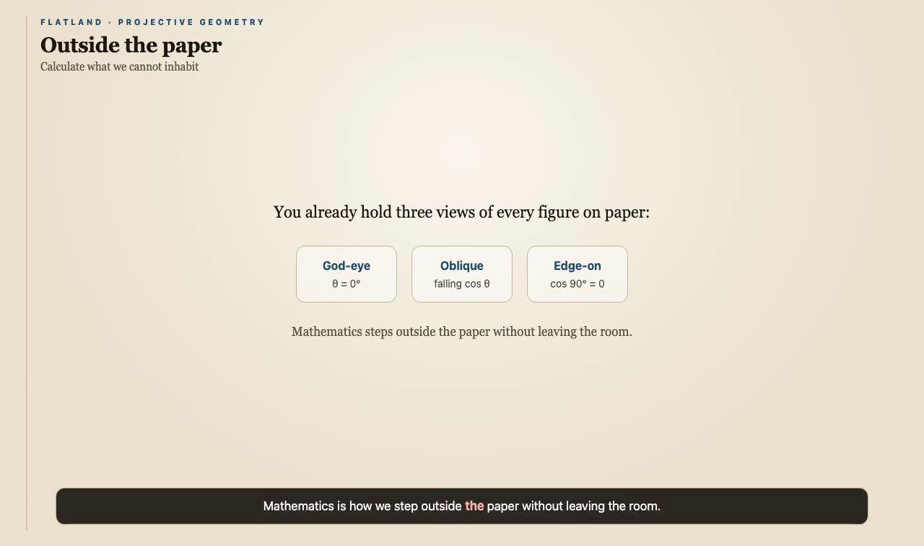Mathematics is how we step outside the paper without leaving the room. Keep the cosine in your pocket. Keep the God eye, the oblique view, and the vanishing plane as 3 buttons you can press on any diagram. With those 3, Flatland stops being only a Victorian fable. It becomes a portable laboratory for seeing.